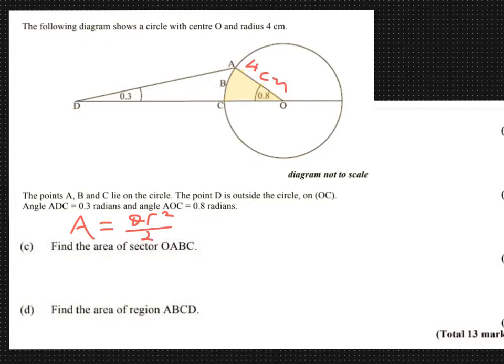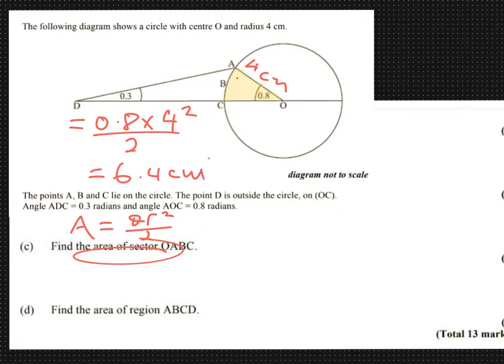In part C, we're asked to find the area of the sector OABC, which is this area here. So we're just going to use the formula for the area of the sector, which is area equals theta r squared over 2, where theta is in radians. So we've got the angle in radians, so we can just work out that that is going to be 0.8 times 4 squared over 2, which is going to give us an area of 6.4 centimetres squared.